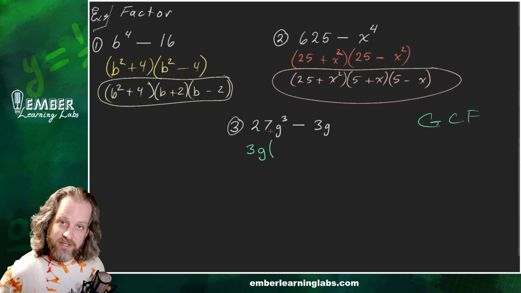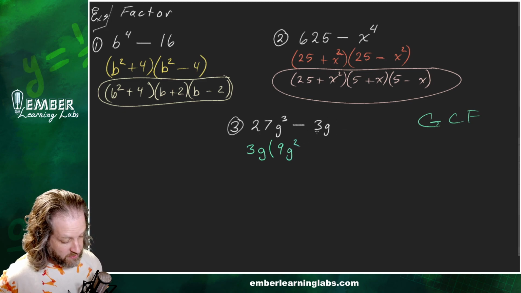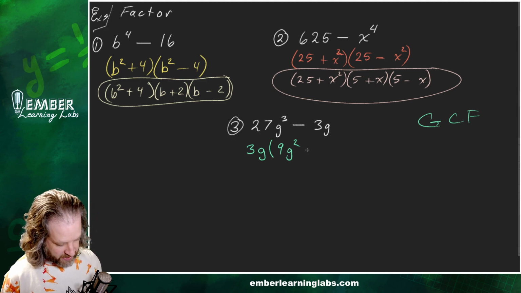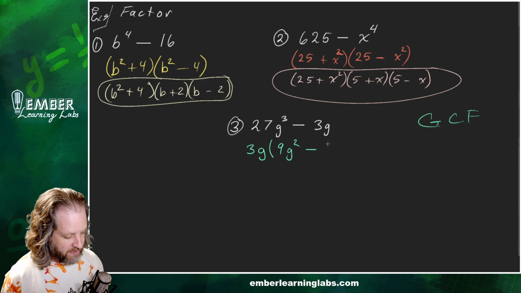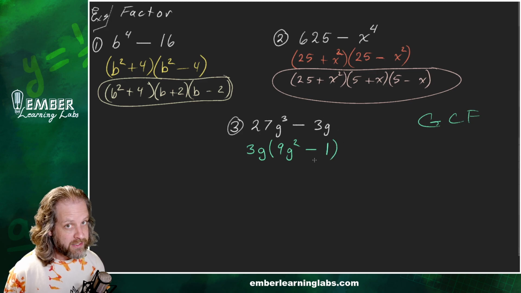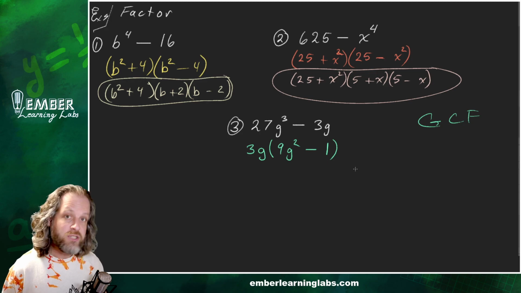Well, in the first one, 27 divided by 3 is 9. G cubed divided by G is G squared. And in this one, there's only a 1 left. I've said this on this particular issue before, but that's an easy place to make a mistake. 3G divided by 3G is 1, not 0, right? Now, circle it. We did a thing. No, there's more to do, right?